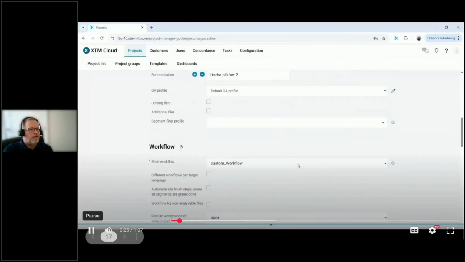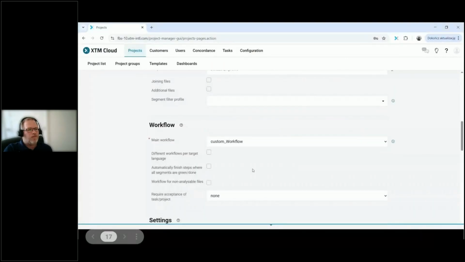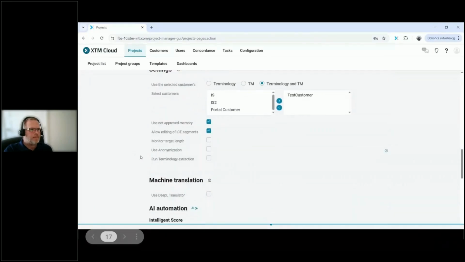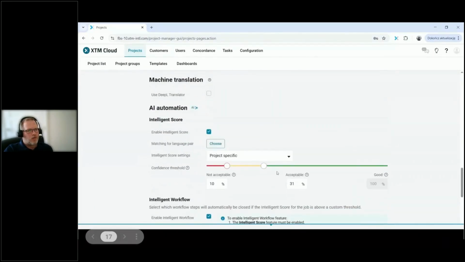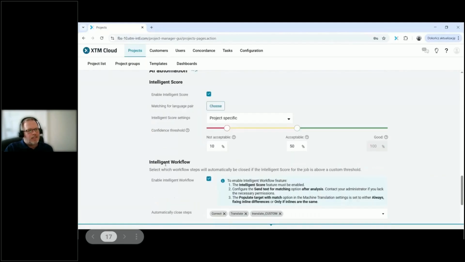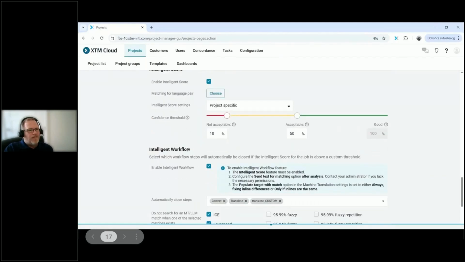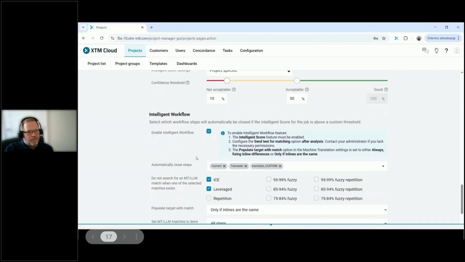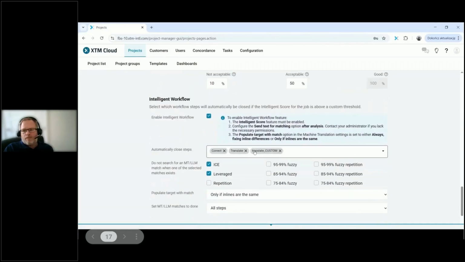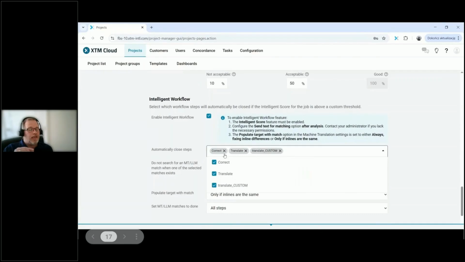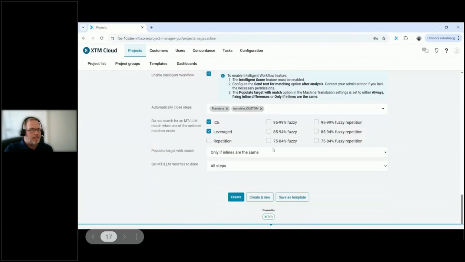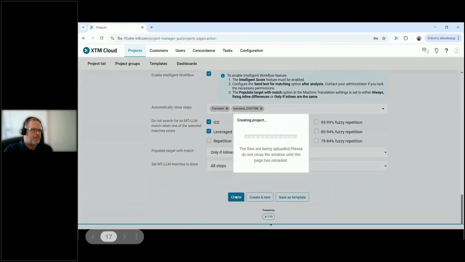Here, we are creating our project. We have a custom workflow, as many of you do. We have our intelligence score, where we've set our language pair. We've also decided to make our intelligence score settings language project specific. Here, we've set it for 50%, and we've activated intelligent workflow. What this means, we'll automatically close steps that attain the level of 50% or higher, but you'll notice it's standard steps and custom steps.